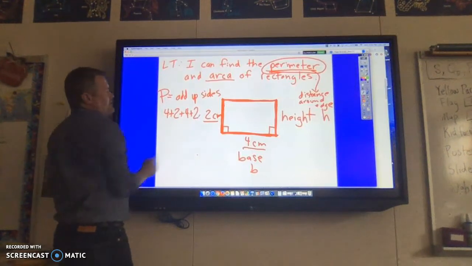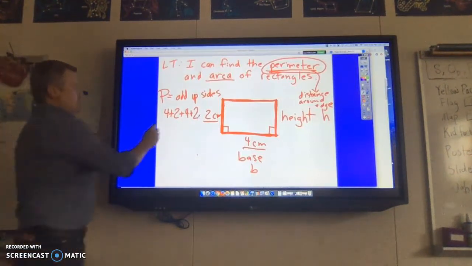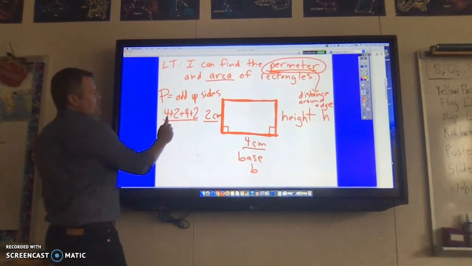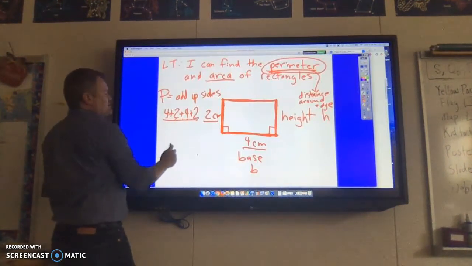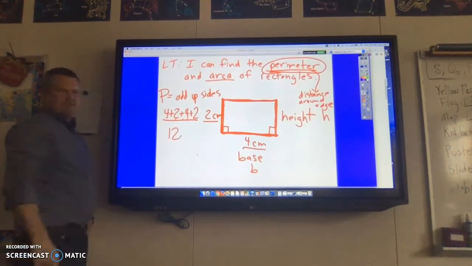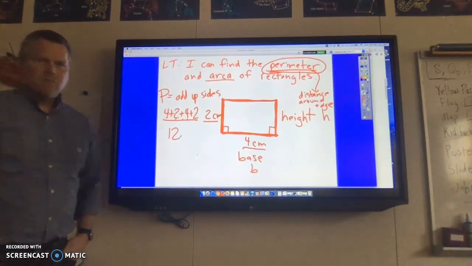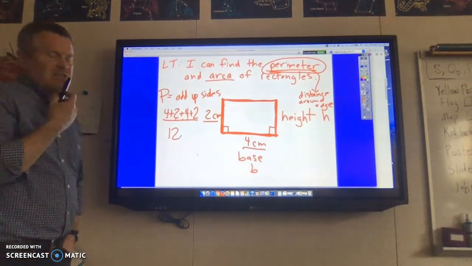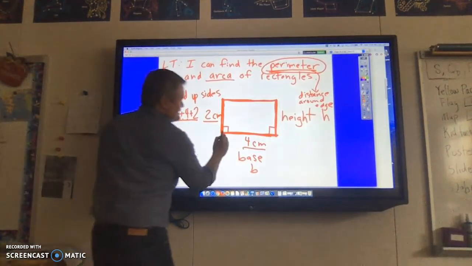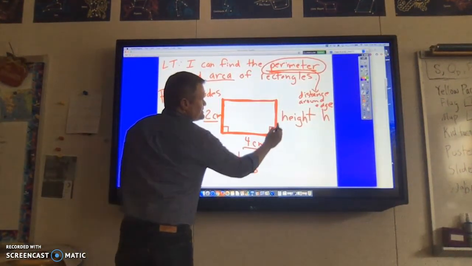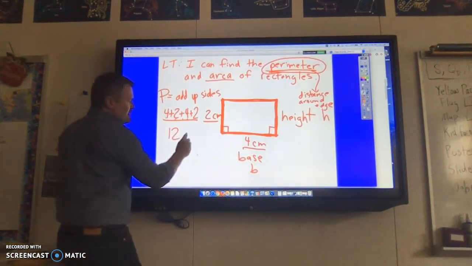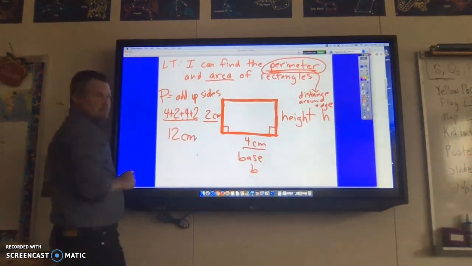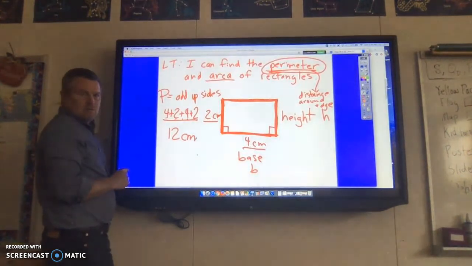And what would the perimeter of this figure be? Well, if we add up all of that, 4 plus 2 is 6, 6 plus 4 is 10, 10 plus 2 is 12. 12 what? Well, we always have to check our units. Since this is a distance, it's 4 centimeters here, 2 centimeters, 4 centimeters, 2 centimeters. And if you add all that up, you get 12 centimeters.